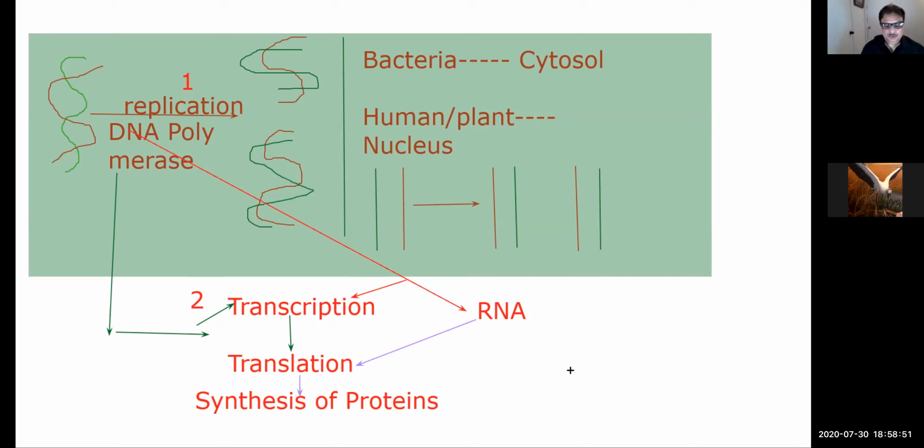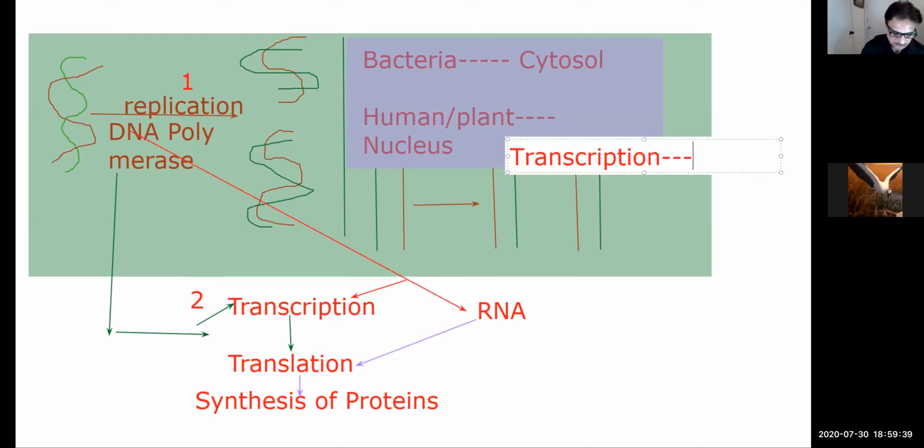Synthesis of proteins. Now, what did I mention to you? That in bacteria, the process of replication occurs in the cytosol, because there is no nucleus in bacteria. In humans, the process of replication occurs in the nucleus. Same is the case with transcription: in both bacteria and human, transcription also occurs in the nucleus.